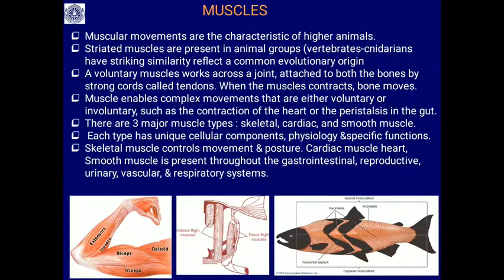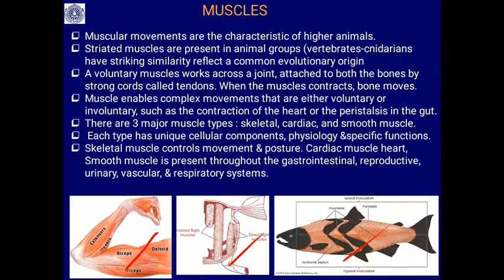So striated muscles or skeletal muscles are present in animal groups ranging from vertebrates to cnidaria. Cnidaria means coelenterata, insects. So I have shown here the examples. This is in the case of human, the biceps and triceps and all, and this is the case of wing muscles in insects. Then this is the skeletal muscle arrangement you will see in the case of fish.